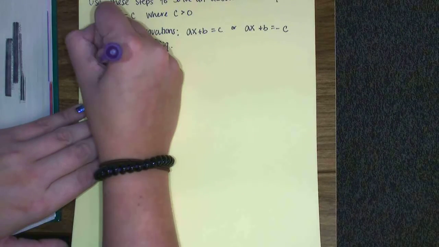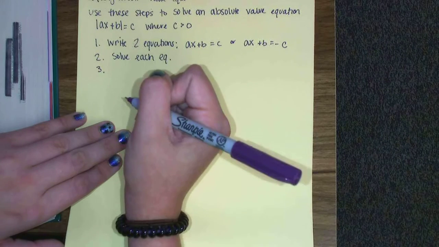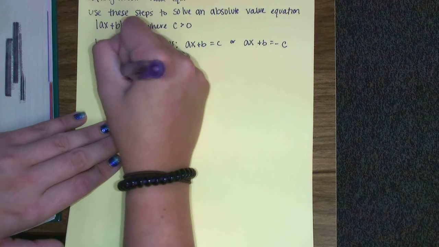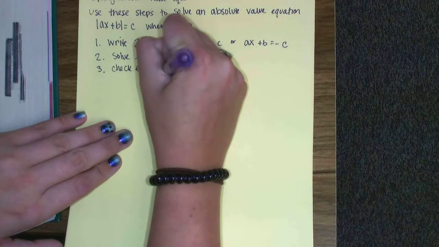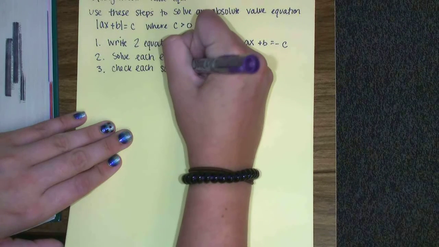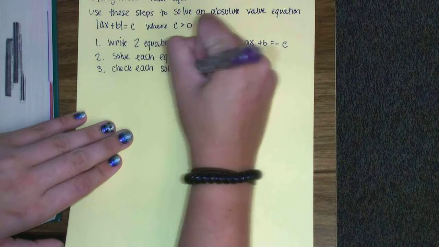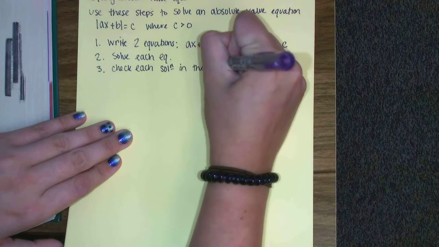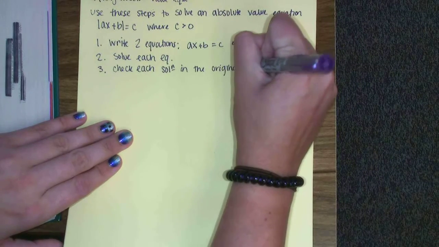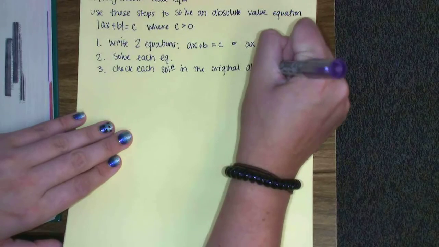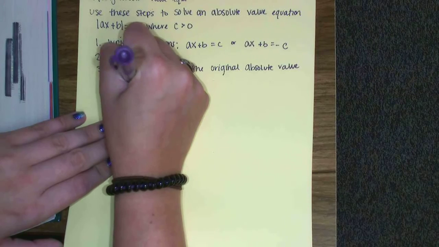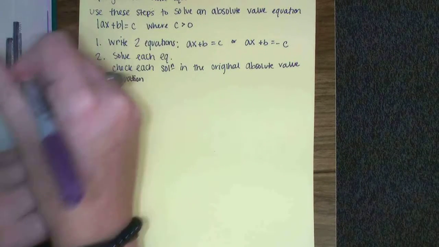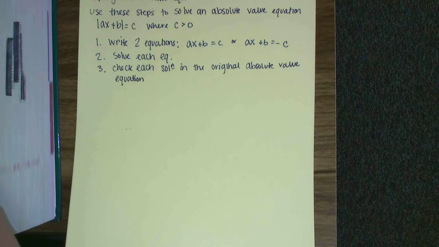And lastly, check each solution in the original absolute value equation. Okay, we want to make sure it's true, so that's why we have to do that. So we do have to check them.